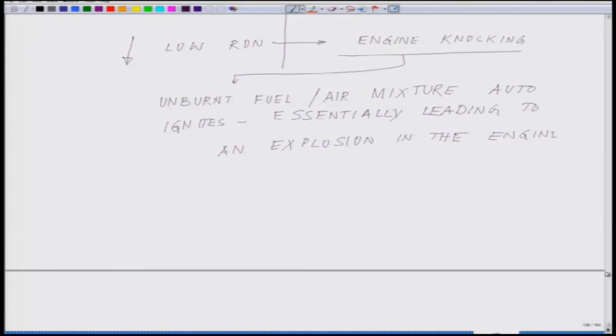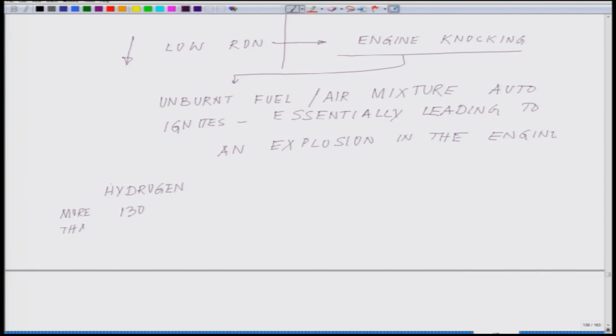Now, talking about a few examples of some of the octane ratings. All of you have heard about hydrogen as a fuel, okay, and if you see the RON number or the octane number of hydrogen, it will be more than 130.